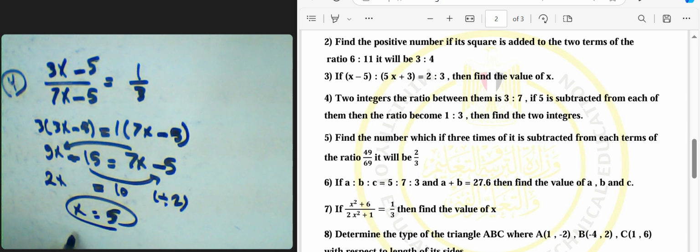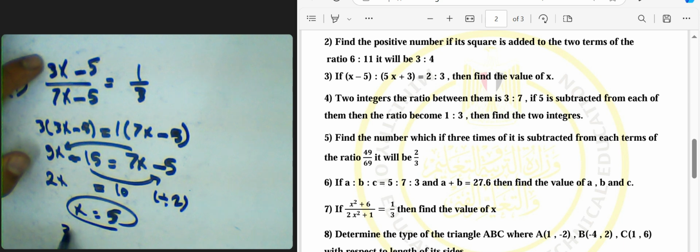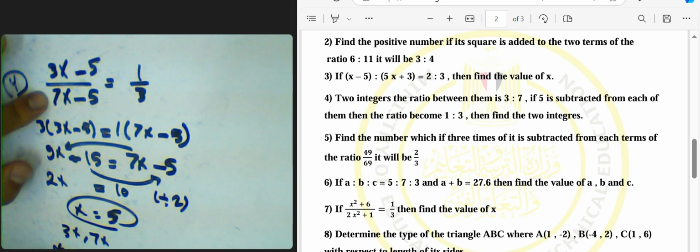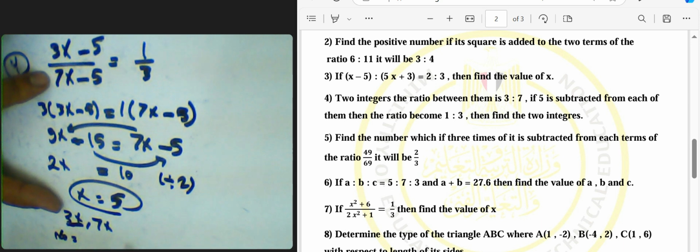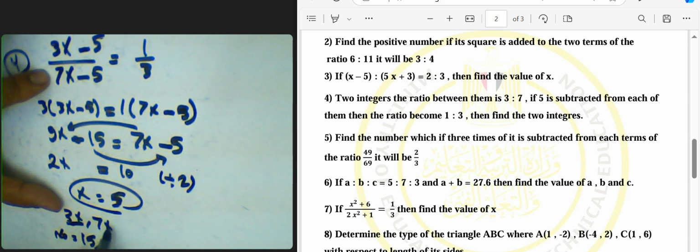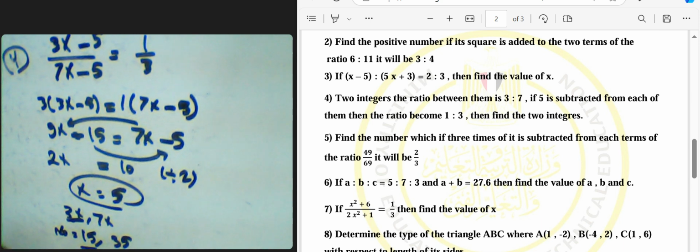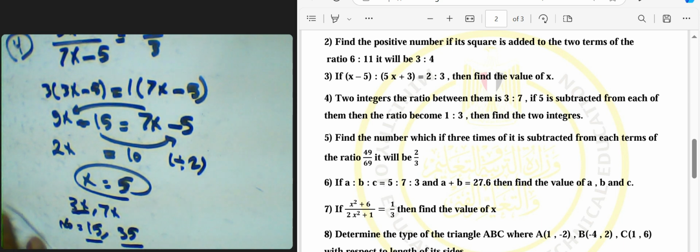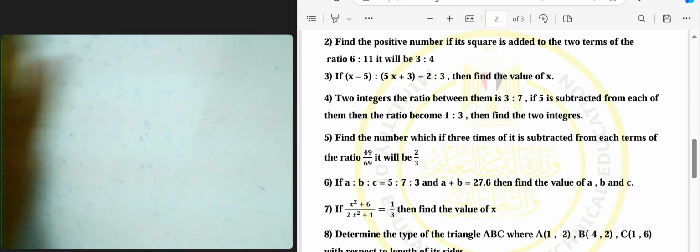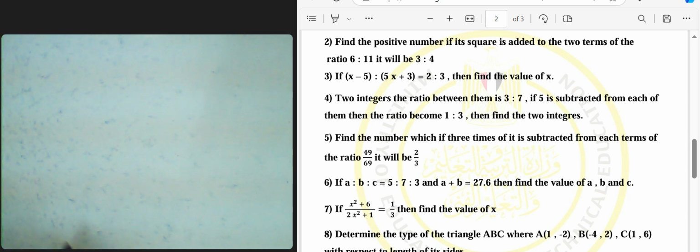Then the first number is 3x, and the second number was 7x. Then the numbers will be 3 times 5 equal 15, and 5 times 7 equals 35. Then the two numbers will be 15 and 35. Okay, 15 and 35, two numbers. It was question number 4. Question number 5.